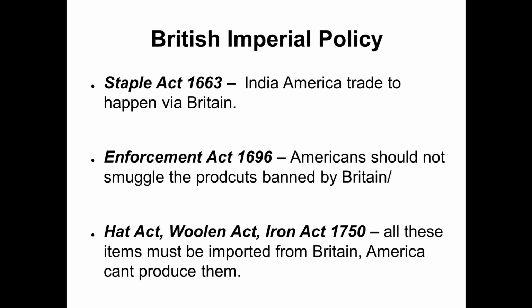Staple Act, 1663: Indo-America trade had to happen via Britain. If Americans wanted to trade with India, instead of coming via the Cape of Good Hope, they had to first halt at Britain to pay excise duty and then go to India. That would increase their cost, but the British would benefit. Enforcement Act: Americans should not smuggle products banned by Britain. Hat Act, Woolen Act, Iron Act.